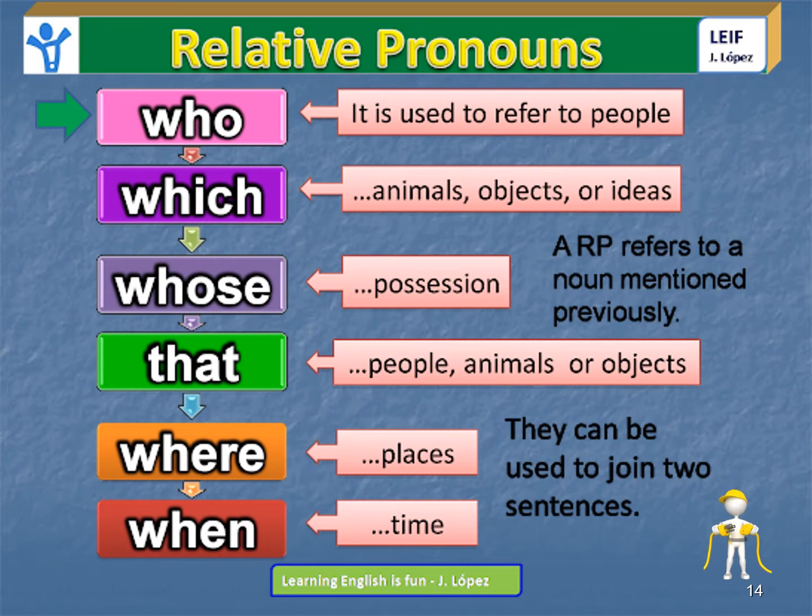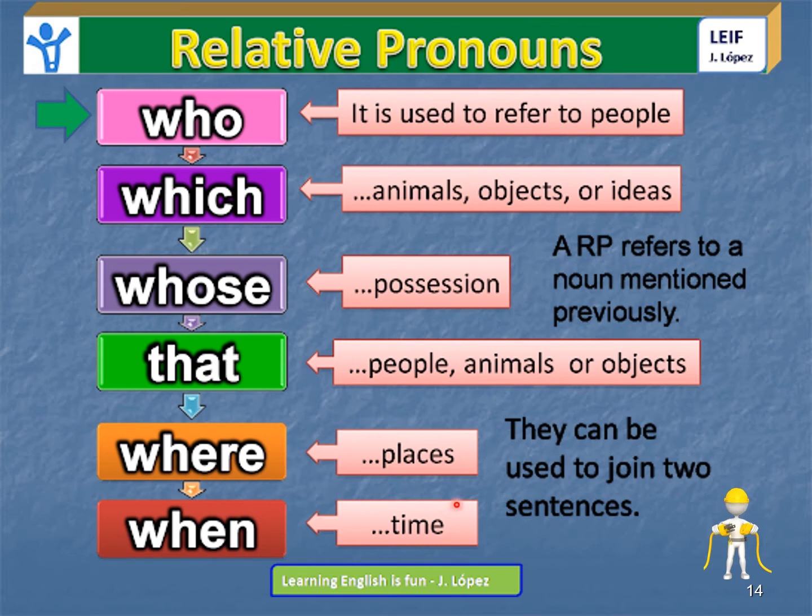Okay, here's just something that I got from J. Lopez English. Who is used to refer to people, which refers to animals, objects, or ideas. Whose is about possession, for people, animals, or objects. That, we recently talked about, can be used in defining relative clauses, not non-defining, right? Where is for places, and when is about time.